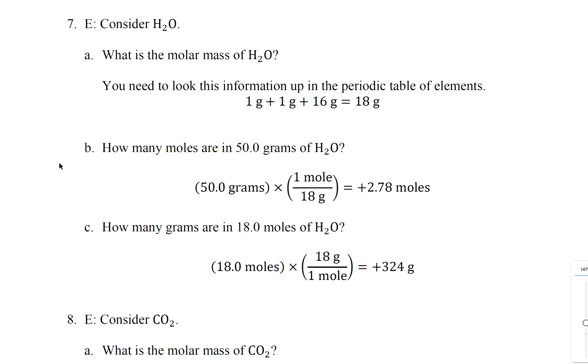Question 7. Consider H2O. What is the molar mass of H2O? So you need to look this up in the periodic table of elements. It's 18 grams. How many moles are in 50 grams of H2O? We're going to convert grams to moles. 1 mole has 18 grams for H2O. Part C, how many grams are in 18 moles of H2O? We start with 18 moles, and we want to end up getting grams. So we need moles on the bottom and grams on the top. So the moles cancel, and we end up getting grams.